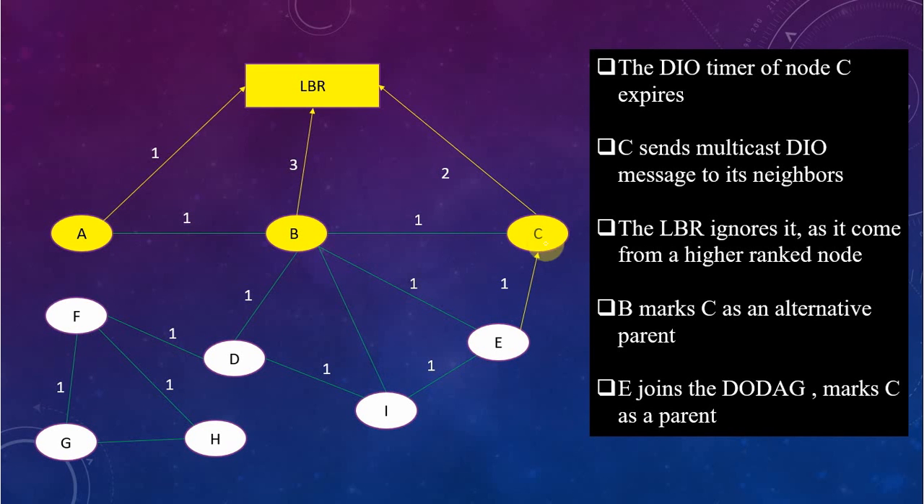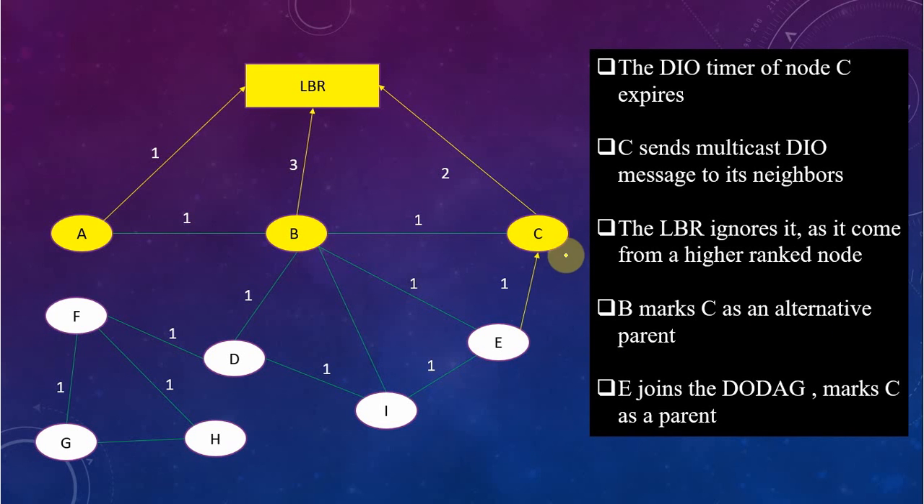Once, assume, the timer for C expires, C sends a multicast DIO message to its neighbors. So now C will send a multicast message saying that I know a DODAG, and if anyone is interested, they can join that DODAG through me. The LBR ignores it because it is coming from a higher ranked node. The LBR's rank will be 0, and for this one the rank will be 1. So the message coming from C is from a higher ranked node, so the LBR will ignore that. And now B marks C as an alternative parent.